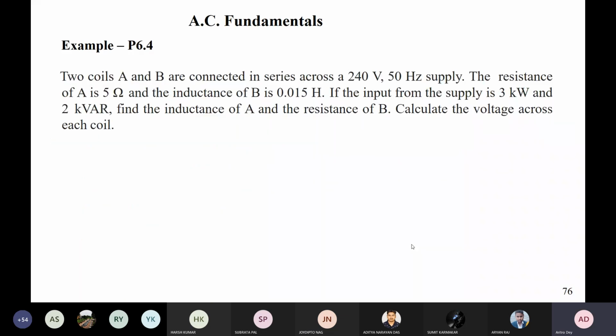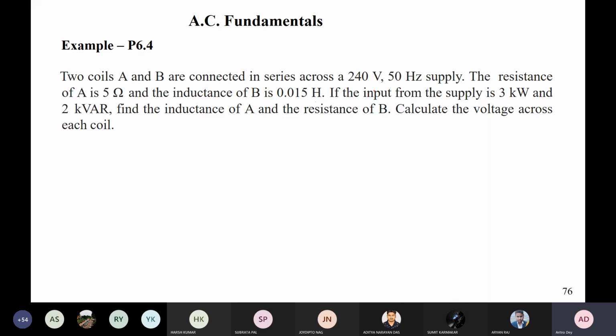So here what is given: two coils A and B are connected in series across a 240 volt 50 hertz supply. The resistance of A is given, but inductance is not given. For coil B, inductance is given, but resistance is not given. So that we have to calculate.